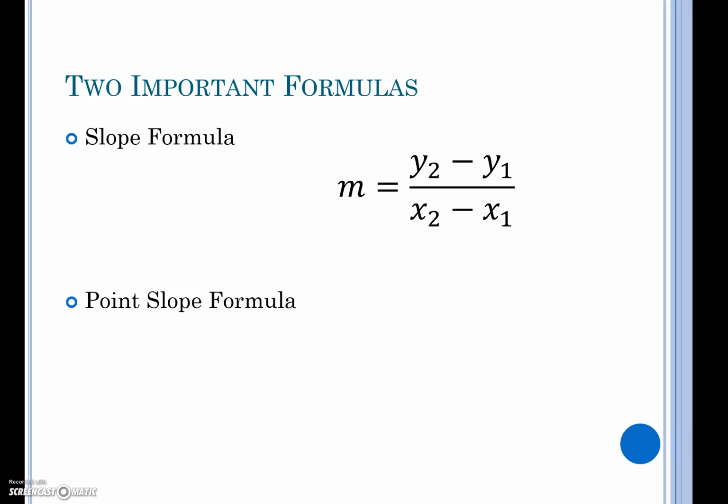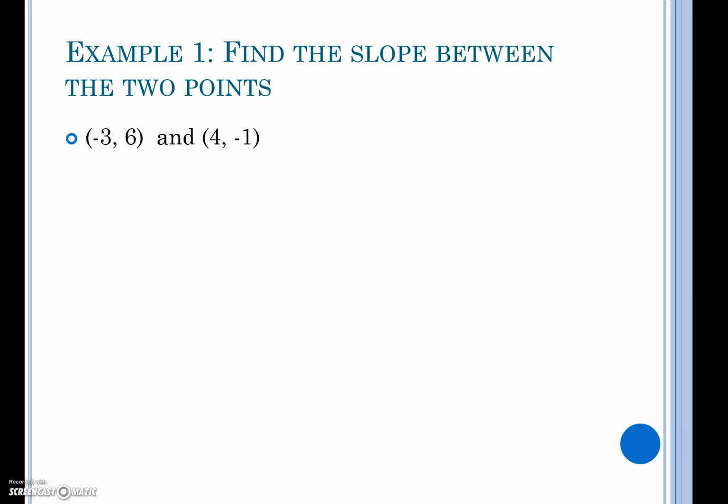The second we have is the point slope formula. It's written as y minus y1 equals m times x minus x1. So as you see here, we need a y value and x value, and we also need to calculate our slope in order to complete these problems. So let's take a look at an example.